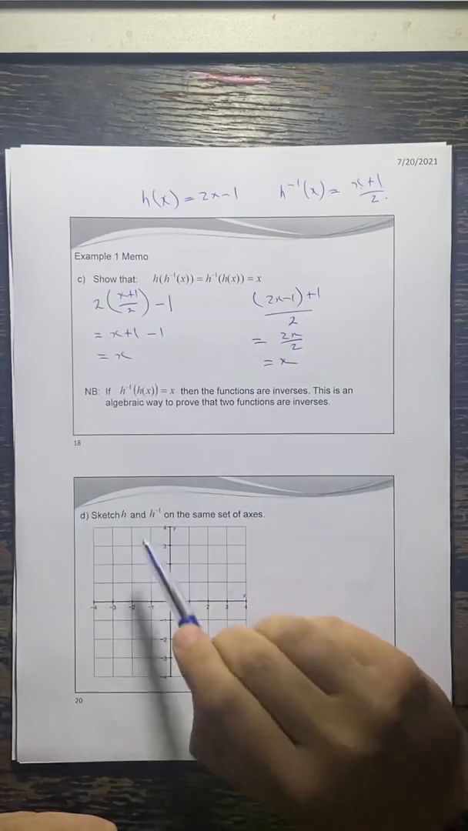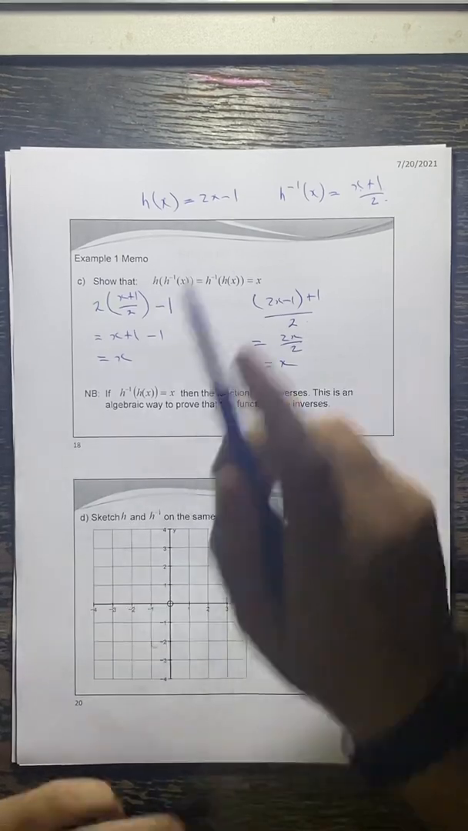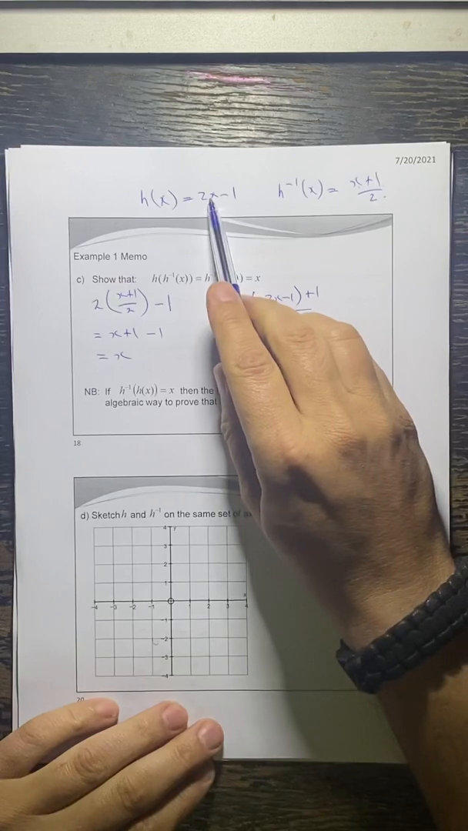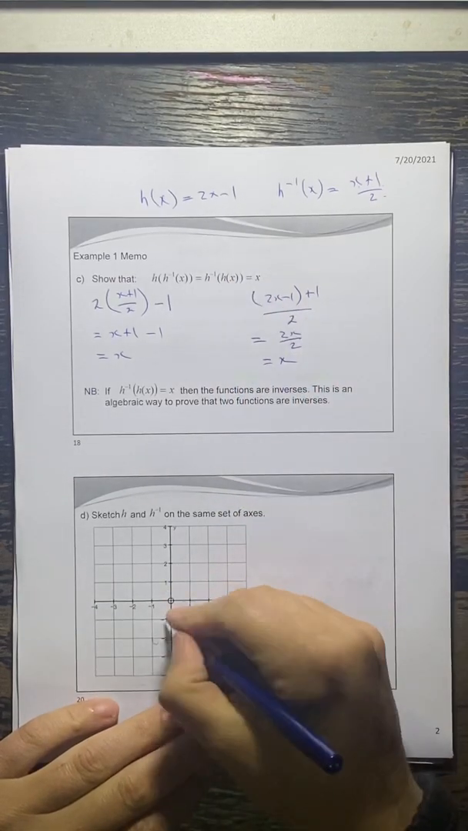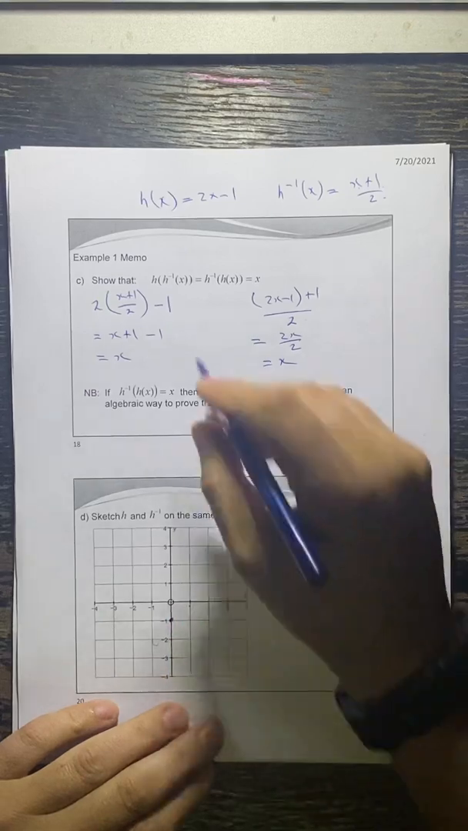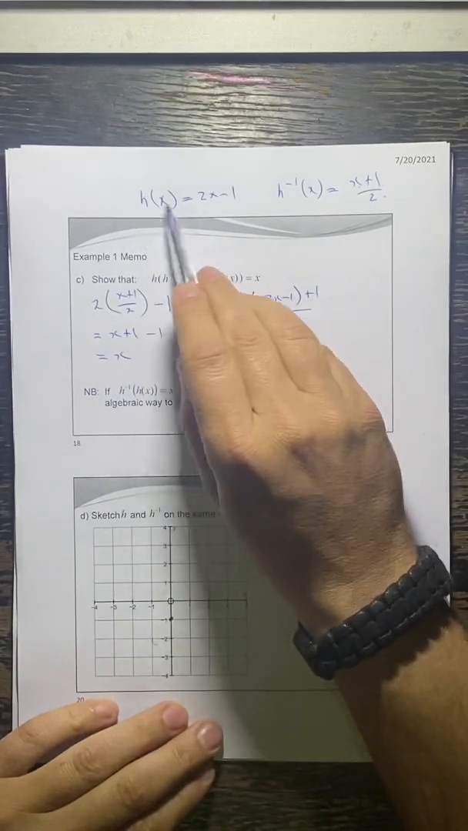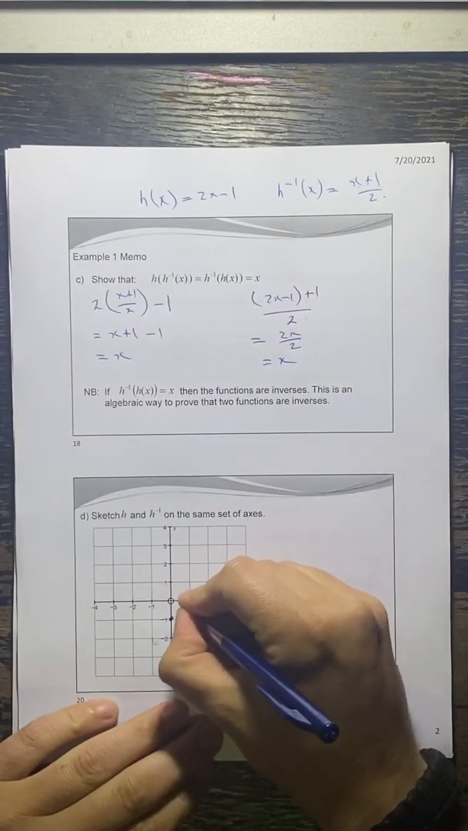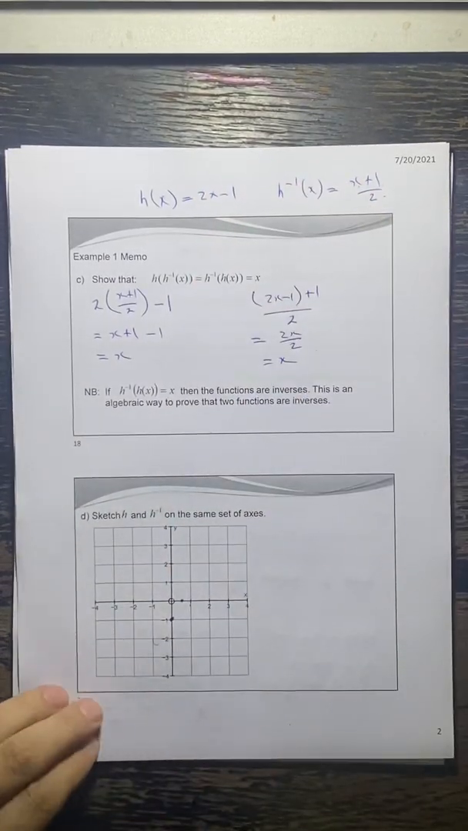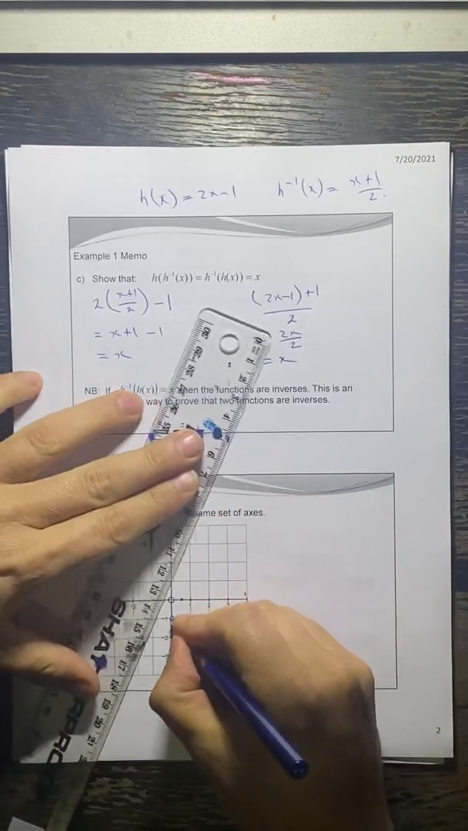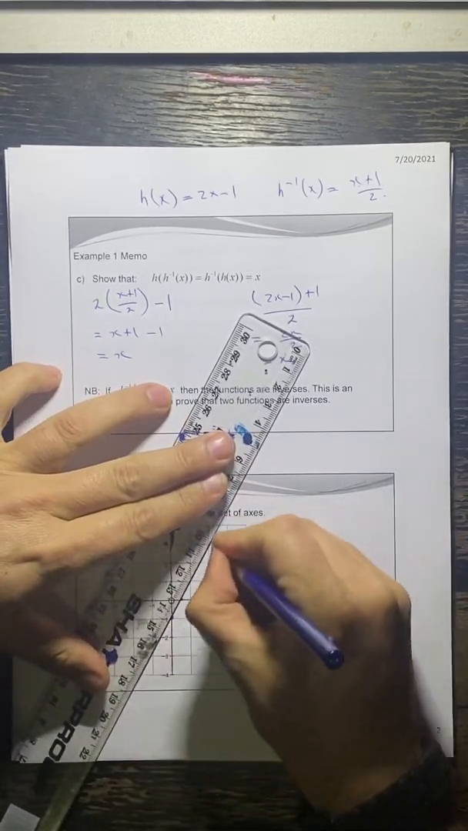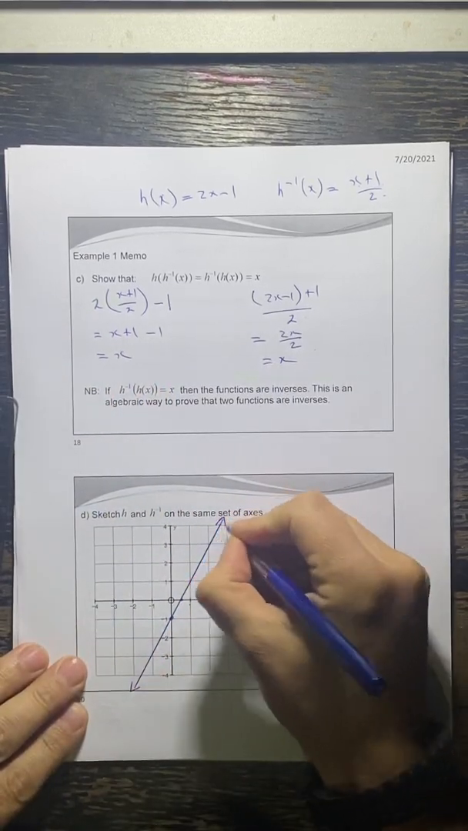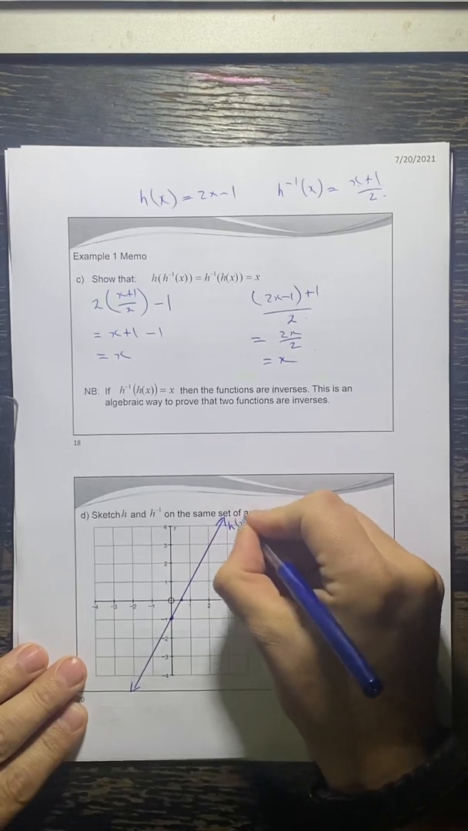Okay, then sketch H and H inverse on the same set of axes. So I need to plot this one, and I need to plot this one. If I make x 0, we get y is minus 1, sorry. Then if I make y 0, we get x is equal to a half. Just basically plotting a straight line, guys. So here's my H graph. That's H of x.